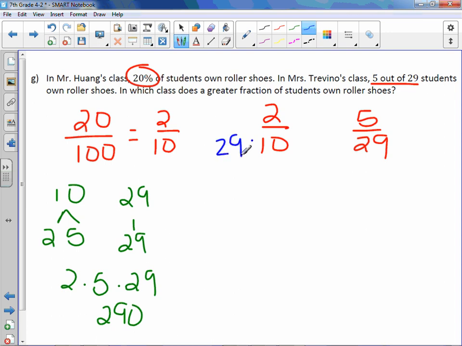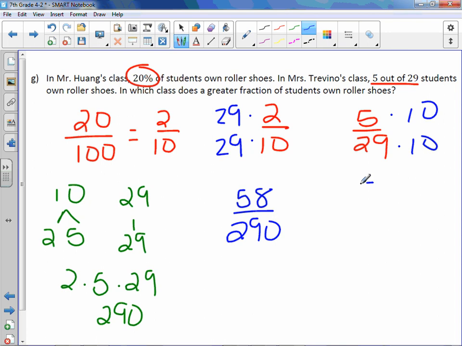Which basically means I'm just multiplying this by 29 and this one by 10. 29 times 2 would be 58 over 290. 5 times 10 is 50 over 290. 58 is larger. So which class has a better fraction or a greater fraction? The answer would be in Mr. Huang's class.